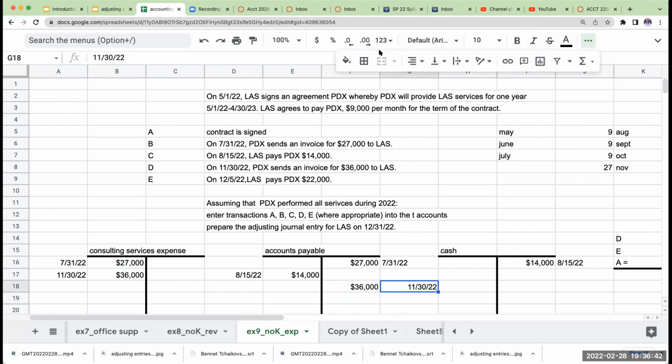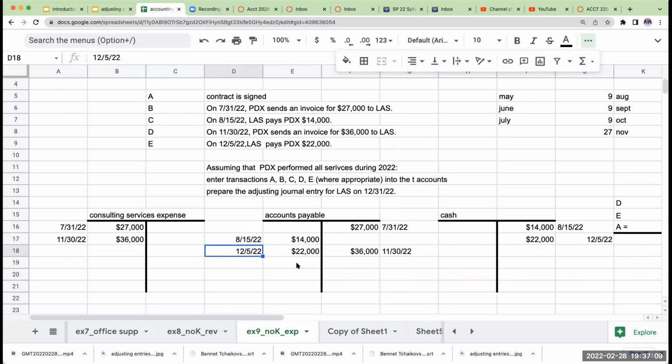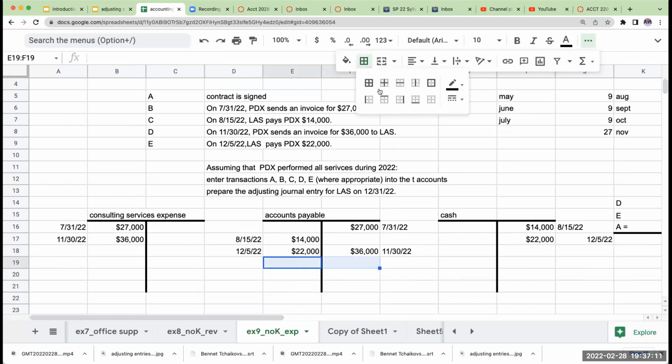The last one over here is on December 5th, 2022. I pay them $22,000 cash. It looks like the same thing as C, except now we're doing it for more money. So this is going to be on 12/5/22, and then I'm going to debit my accounts payable on 12/5/22 for the $22,000. Okay, so we've gone through and we've put all of these amounts together. Let's go ahead and just total up our accounts.